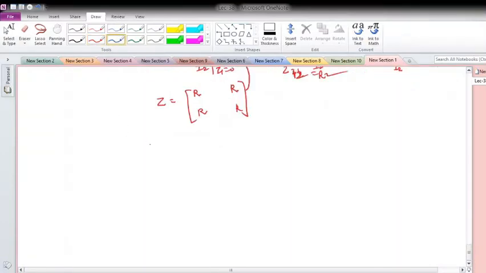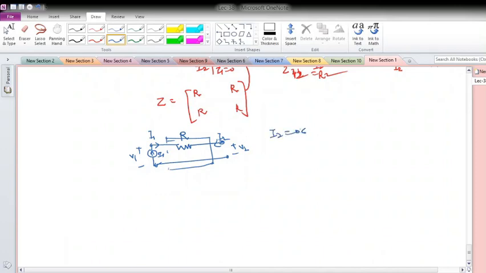Next, suppose this is my two-port network, and inside it I have a series R. This is my V1, and I apply I1 here, and I2 will be 0. Generally there is an I2 here, and this is V2. Now I2 is open circuit, so I2 is 0.